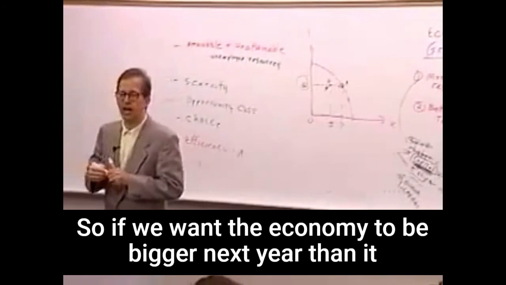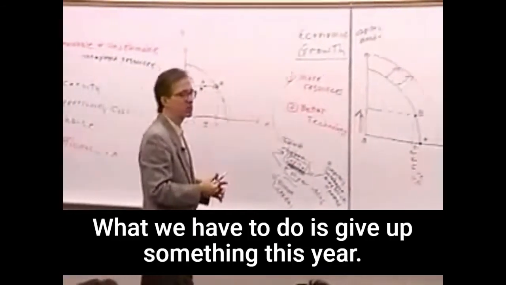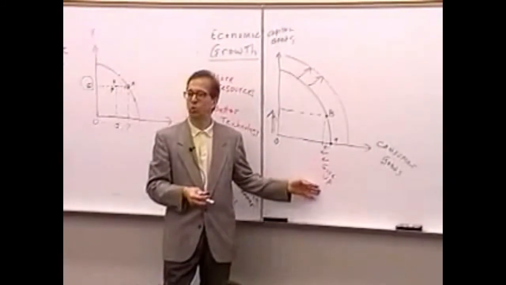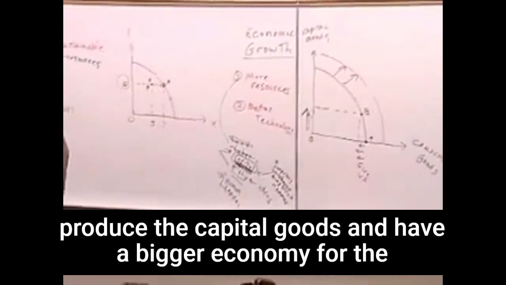So if we want the economy to be bigger next year than it is this year, what we have to do is give up something this year. We have to give up some consumer goods this year so we can produce the capital goods and have a bigger economy for the future.